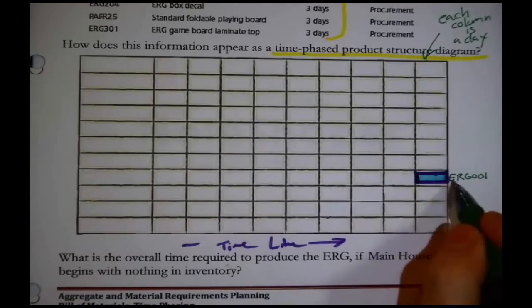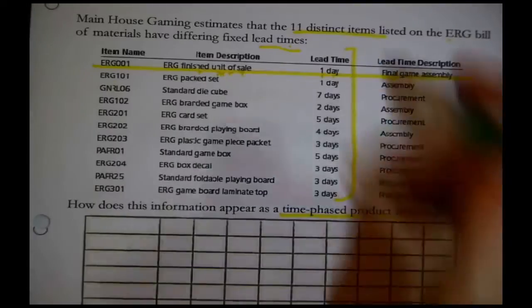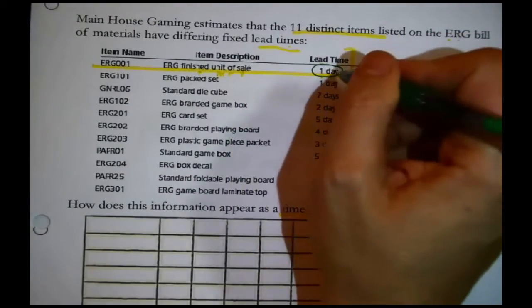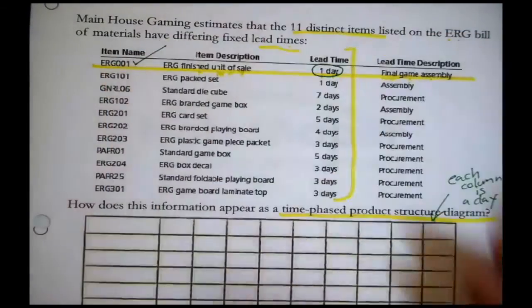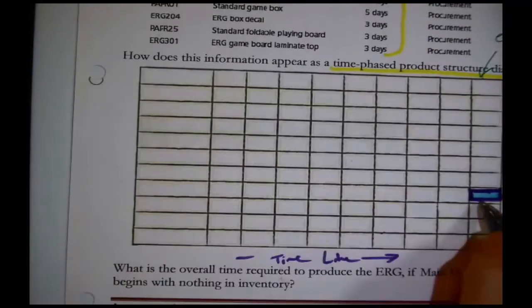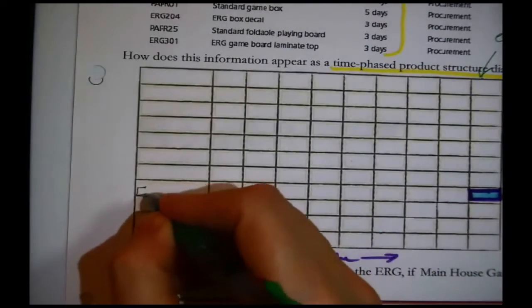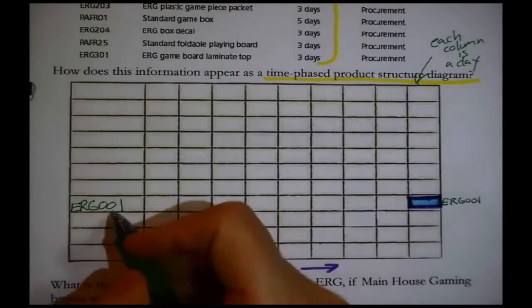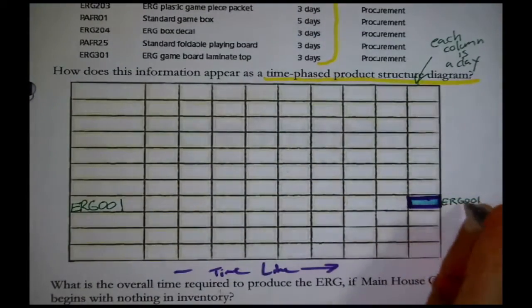Okay, so what I've done is I've booked 1 day that represents this. The lead time on waiting for final assembly. Okay, now actually, let's see, I can put the label in over here as well. This is not a requirement of a time-phase product structure diagram. It's just going to help me keep track of who I have and haven't done.